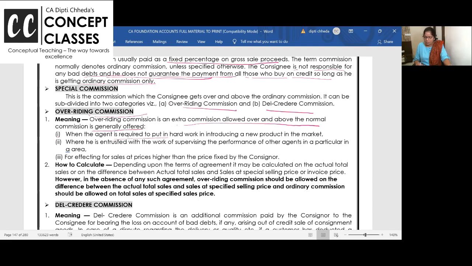When the agent is required to put in hard work, or when he is adjusted to supervise the work, or for effecting sales higher than the fixed selling price. Listen, for the coming 3-4 classes, I am the consignor, you all are consignees. I am saying, dear students, I am sending you a product costing 25 to be sold at 30. If you are able to sell it at 33 by extra effort, I'll give you 1% commission on sales of 30. Is my language clear? Focus on the screen.